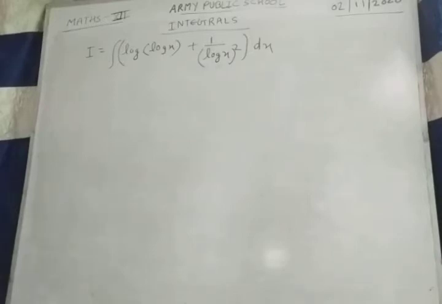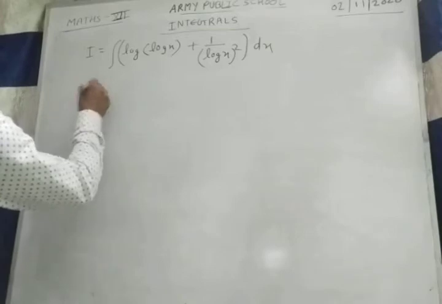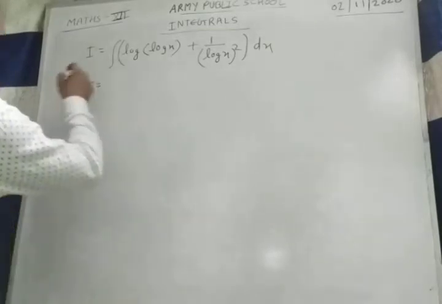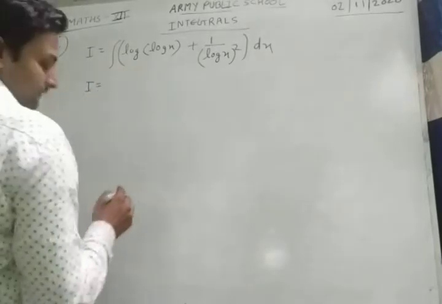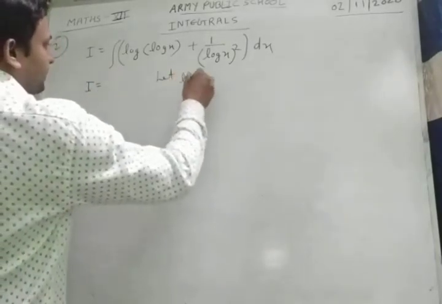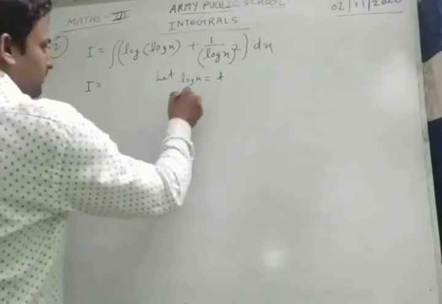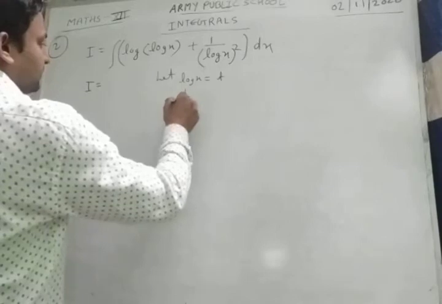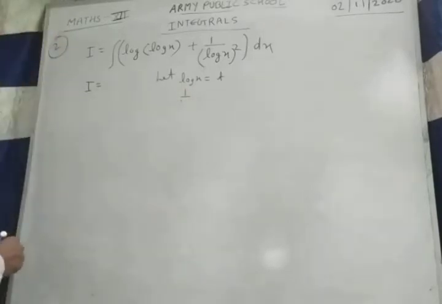Now we will start this. So first what we will do, we will write I is equal to the solution. This is the second question. We will let this log x is t. We let this, so we write 1 by x dx is equal to dt.